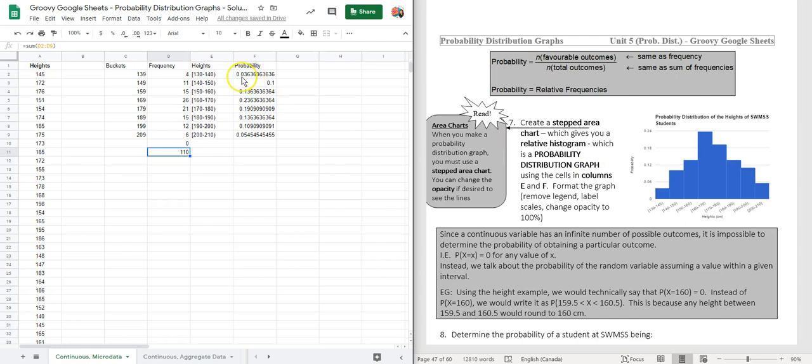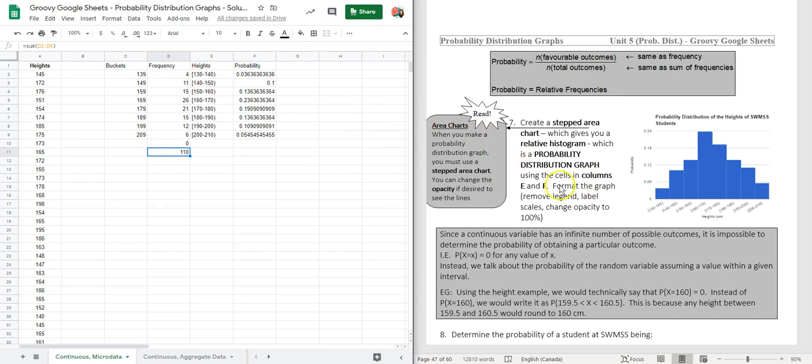So rather than saying that approximately 3.6% of students are between a height of 130 to 140, now it's just saying if we were to pick a student at random, there is approximately a 3.6% chance, or the probability is approximately 0.036, that the student would be in the height of 130 to 140.